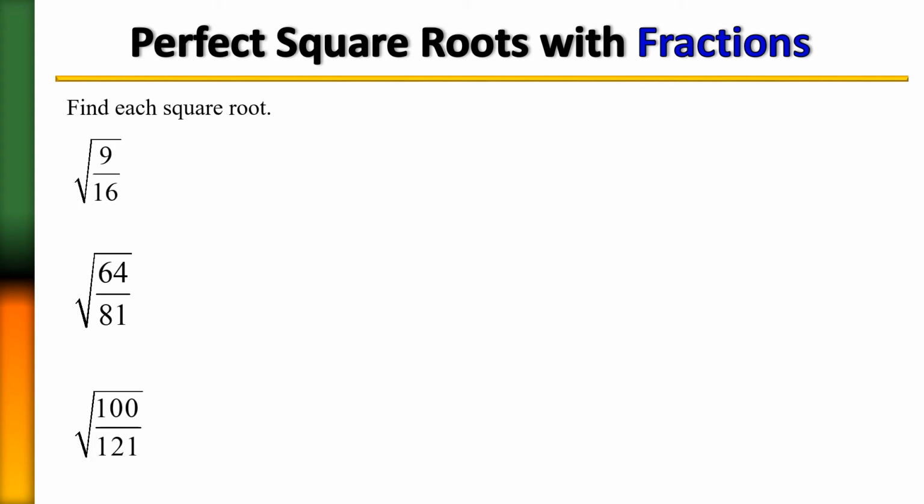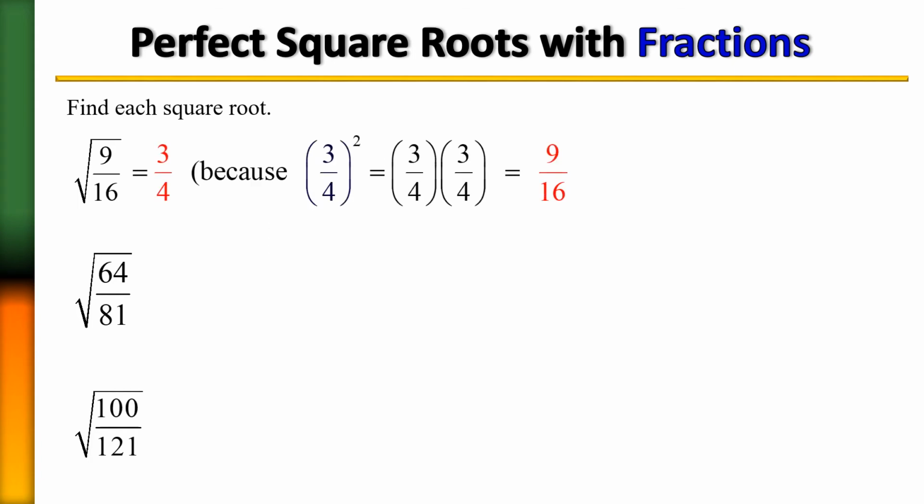And again, we're asking what number, when we multiply it twice, will equal 9/16. And that number is 3/4, because 3/4 times 3/4, if you multiply the top, 3 times 3, it equals 9. The bottom, 4 times 4, does equal 16. So therefore, again, the answer is 3/4. So what is the square root of 64 over 81?